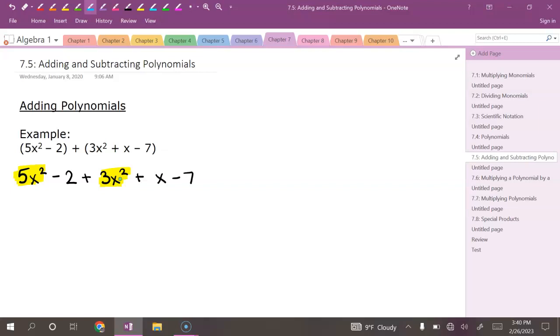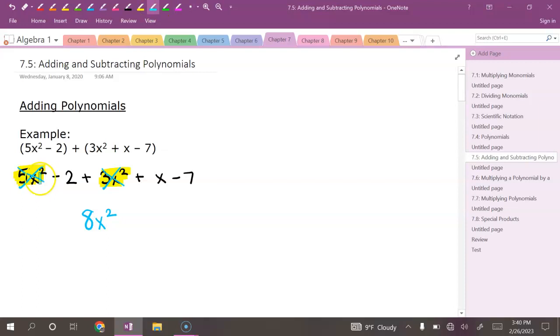So x squared is like an x, okay? It's just representing something in the problem. So it's like x squared represents apples, okay? So I've got 5 apples and I've got 3 apples, and I'm trying to add them together, so I get 8 apples total. So we would write that as 8x squared. Once you're done, maybe just cross them off to keep track of which ones you've already combined.